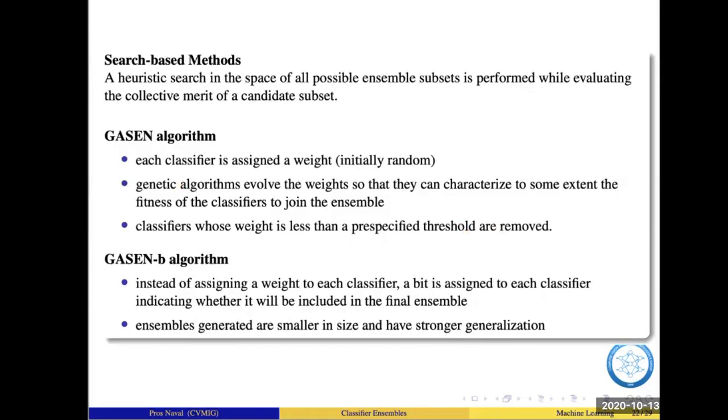Then you have a variant of the GASEN algorithm. So there's GASEN-B, where instead of assigning a weight to each classifier, a bit is instead assigned to each classifier, indicating whether it will be included in the final ensemble. Here also, the ensembles generated are smaller in size and will have stronger generalization properties.